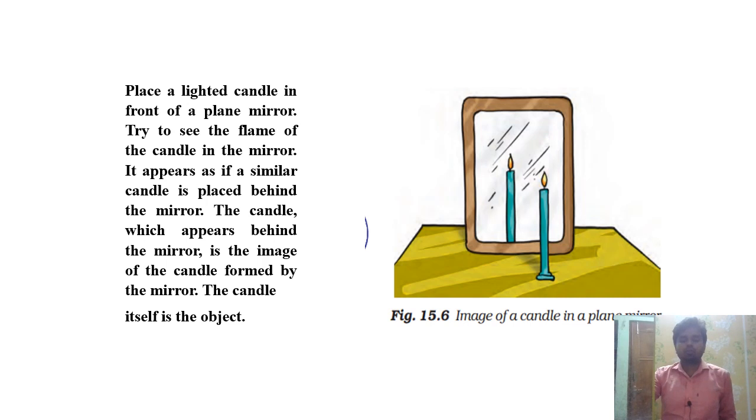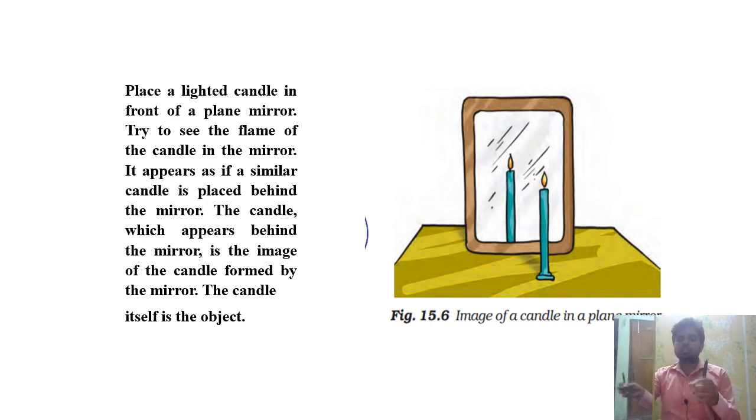Another question is: if we are looking at this pen inside the mirror, is it looking straight, similar to the object, or is it looking inverted? No, students. If the object is standing straight and the nib is in the upper portion, then in the image also the nib will be in the upper portion.